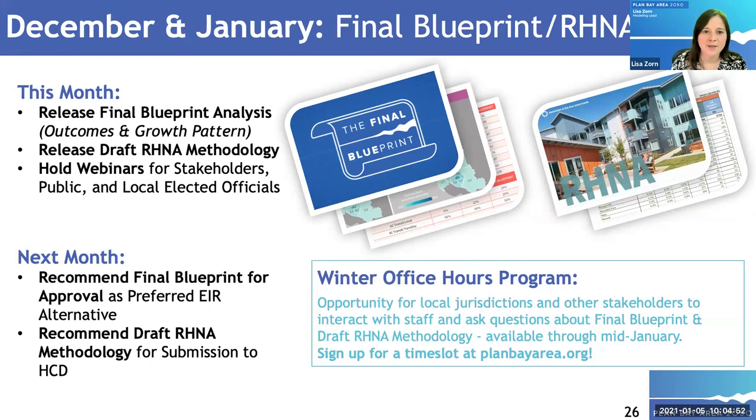And later this month, we will bring this final blueprint analysis to the Commission and to the ABAG Executive Board, as Dave already mentioned. Should it be approved, it would become the preferred alternative for the Plan Bay Area 2050 Environmental Impact Report, or EIR. And of course, this action will be considered in parallel with the draft RHNA methodology, which you'll hear about next.